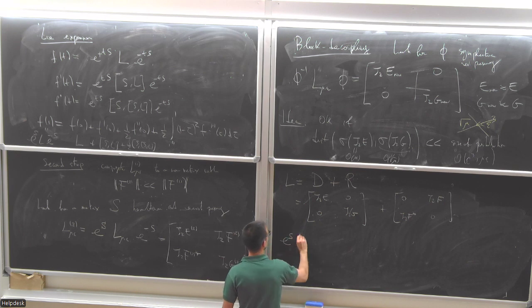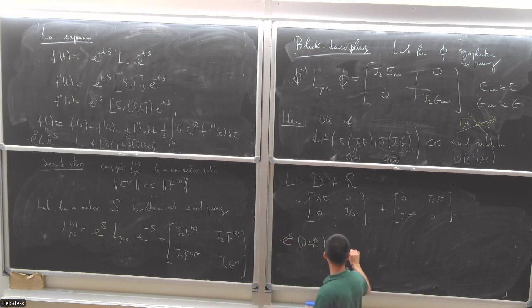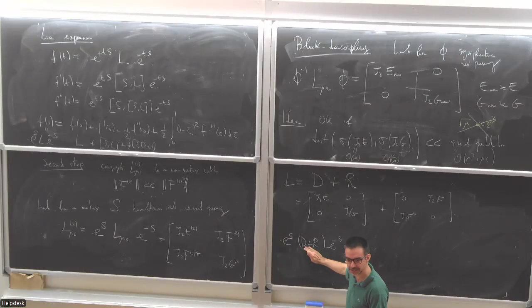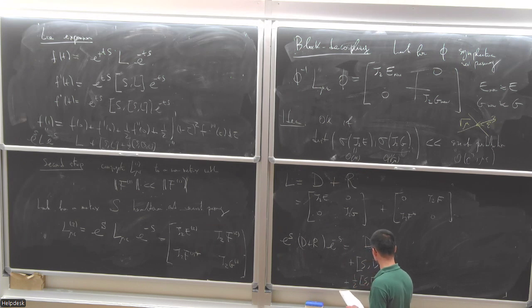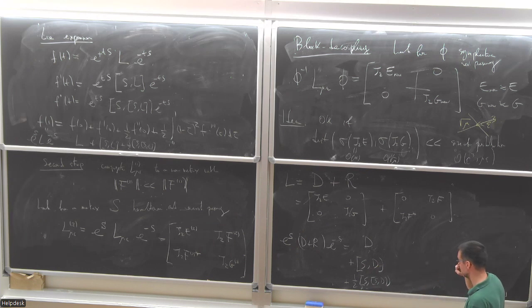So we get e to the S, D plus R, e to the minus S. First I do a commutator expansion of D, and so I have D plus the commutator between S and D plus 1/2 the double commutator S, S, D plus the remainder, which comes from the integral formula, which is very small. And what about R? Then I have R, which I put here, then the commutator between S and R plus higher order terms.